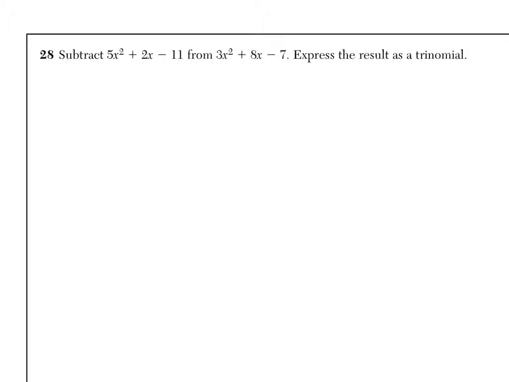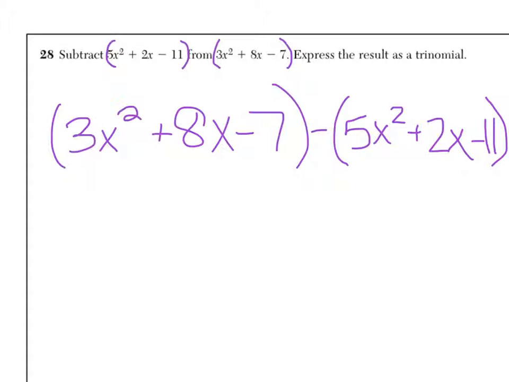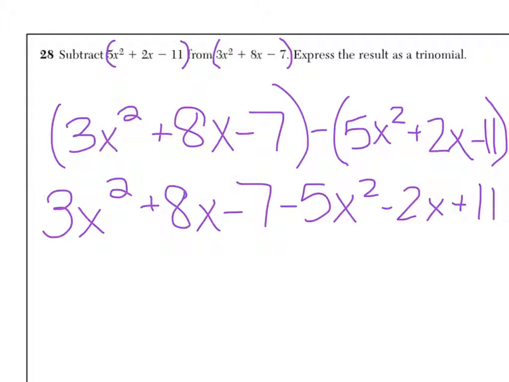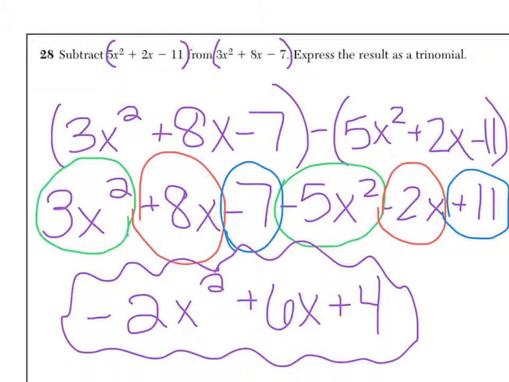I'm hoping that all of you made me proud in question 28 and used parentheses. If you didn't, you probably missed some points here or got the whole question wrong. So we need to subtract this from this. So that means we start with the 3x squared plus 8x minus 7 and take away the 5x squared plus 2x minus 11. Now the parentheses are so important because this negative must be distributed to all of the 3 terms. And lastly, group together your like terms. So your final answer should be -2x squared plus 6x plus 4.